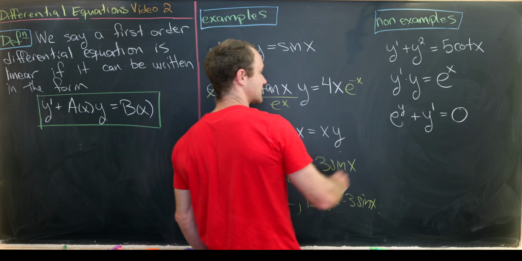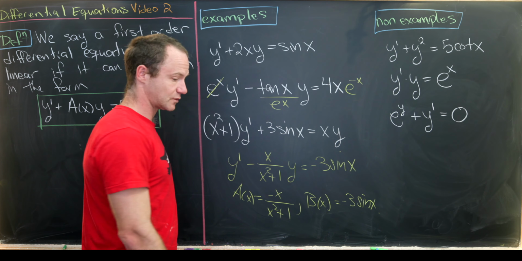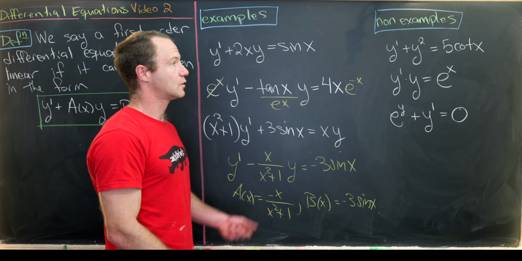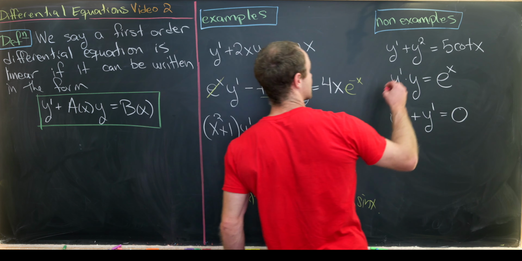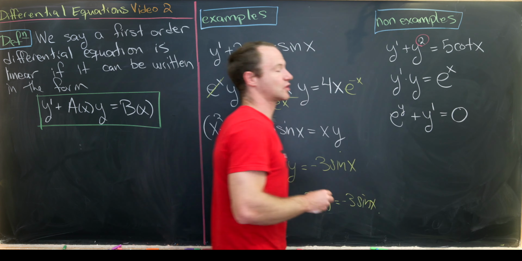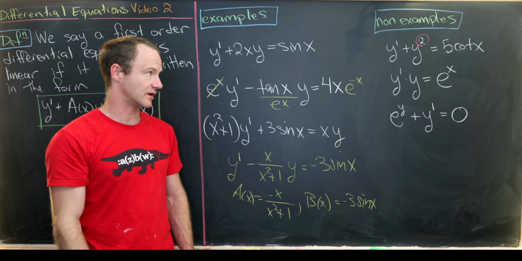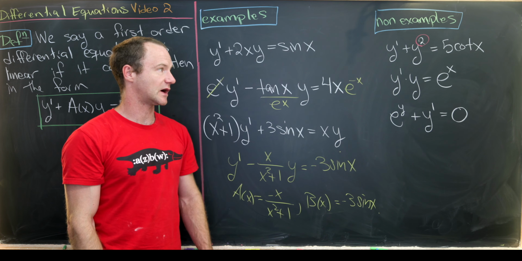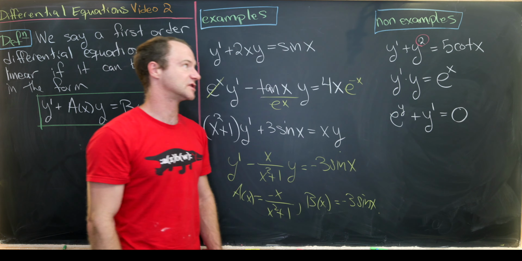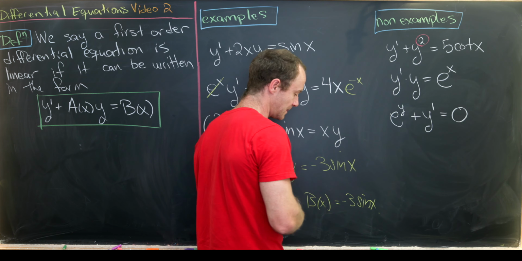So now let's look at a couple of non-examples. Maybe our first non-example would be y prime plus y squared equals 5 cotangent of x. This is non-linear because we have this square, so it's not linear in our dependent variable and its derivatives. And then here's another one, y prime times y equals e to the x. Again, that's also non-linear because we've got a quadratic type term right here.